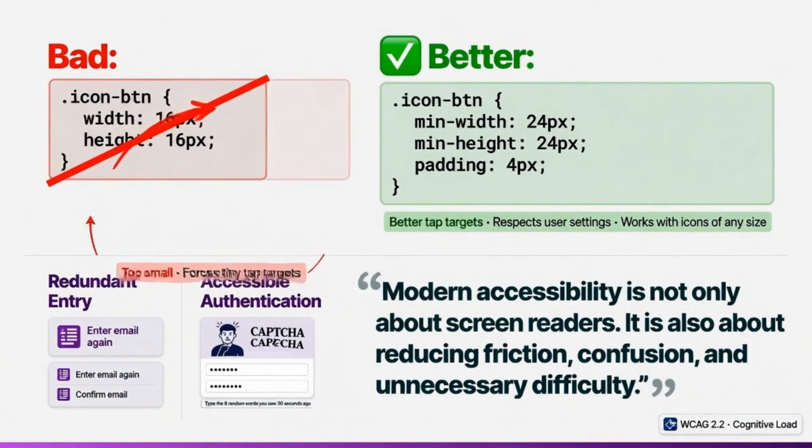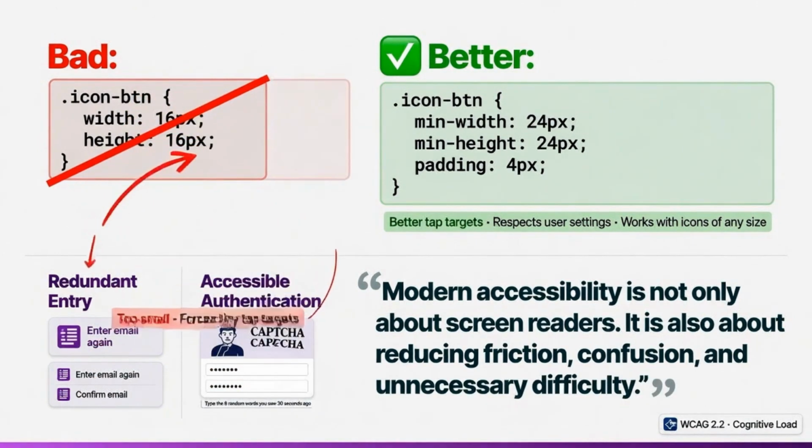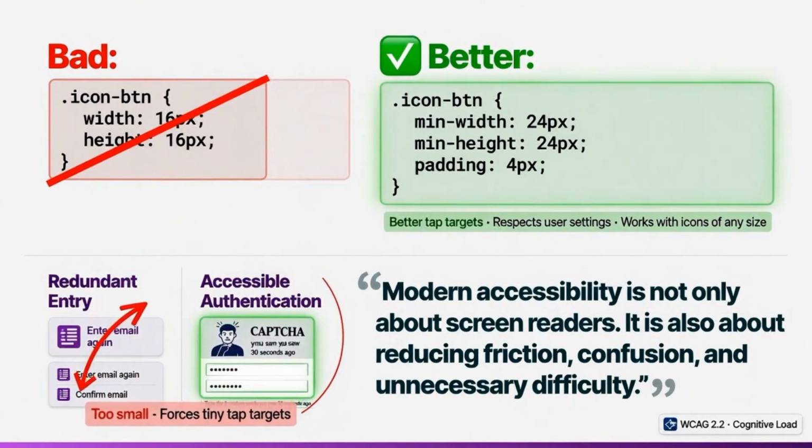Important WCAG 2.2 ideas in 2026. There are a few newer ideas in WCAG 2.2 that matter a lot in modern websites. Focus not obscured. If a keyboard user focuses on something, that focused element should not be hidden behind sticky headers, pop-ups, or overlays. Target size. Buttons and interactive controls should not be too small. For example, tiny icon buttons are harder to tap or click accurately.